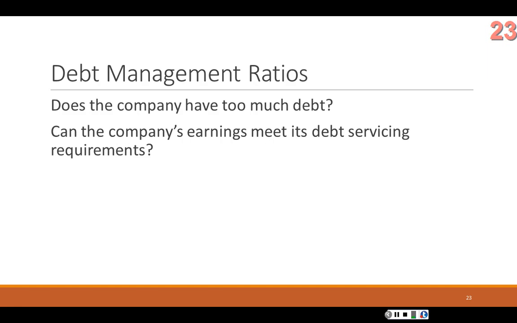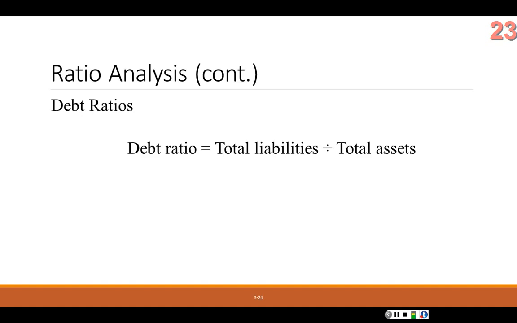Debt management ratios. Does the company have too much debt? Can the company's earnings meet its debt servicing requirements? So the first debt ratio that we're going to look at is the debt ratio, and that's total liabilities over total assets. The debt ratio takes into account all debts to all creditors.